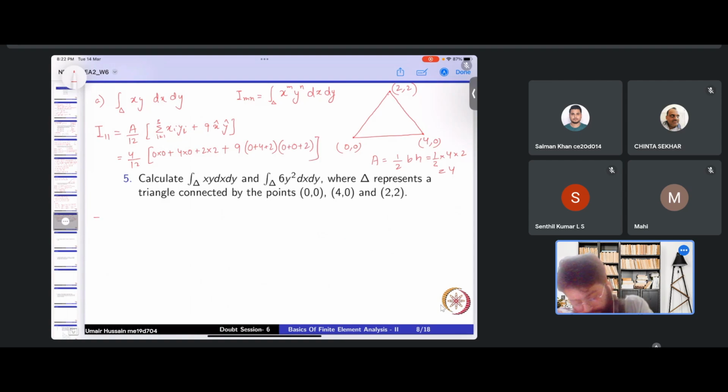So we are left with 1 by 3, 4 plus 4 plus 2, 6 into 2, 12. So 72, right? So we get 76 by 3. Okay, fine. I hope this is right. Please, someone please check and verify if I'm doing it right.